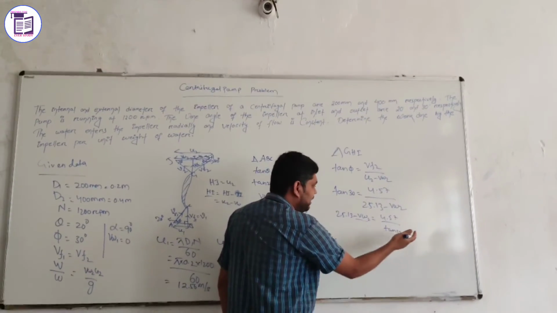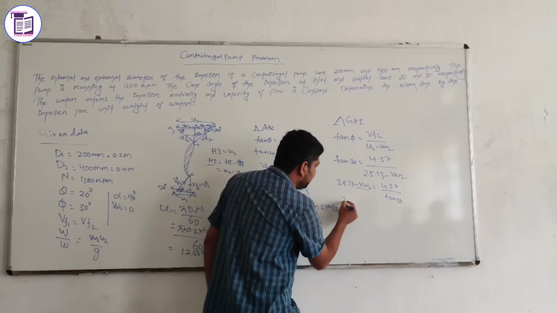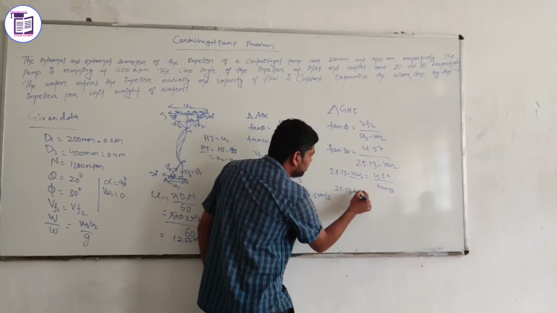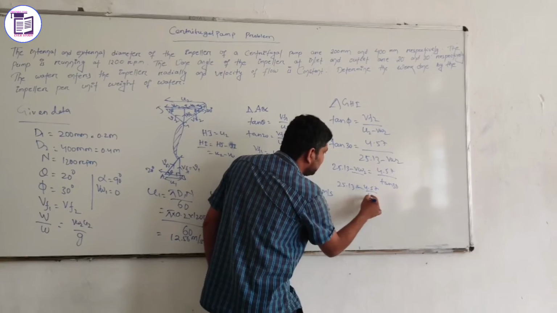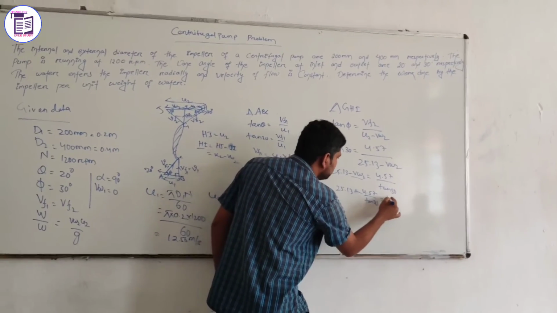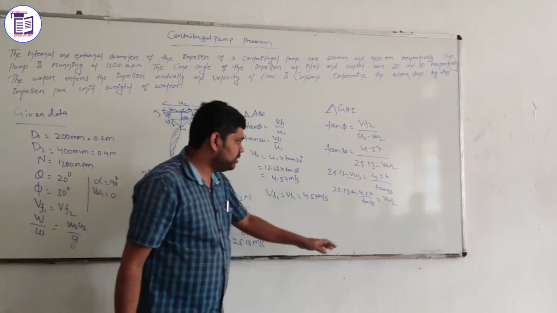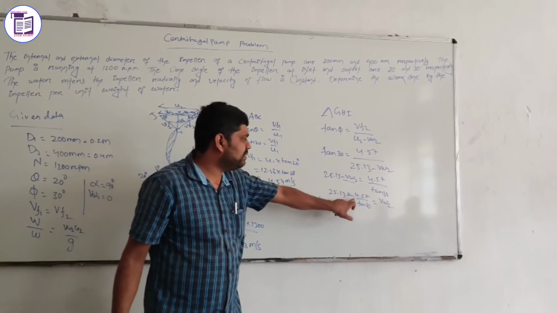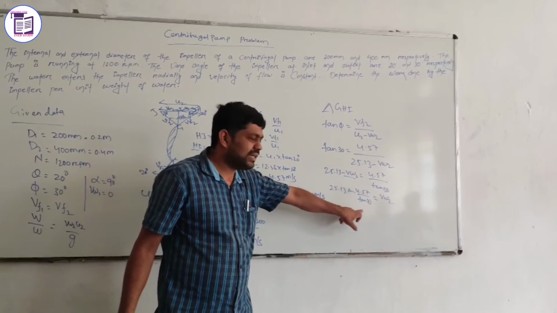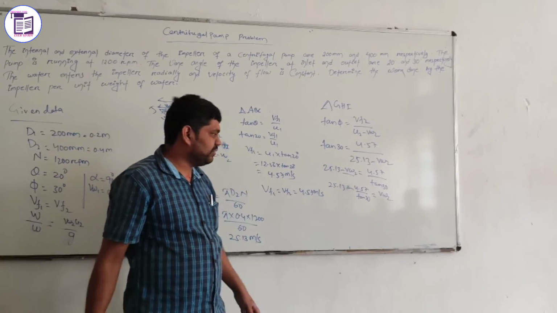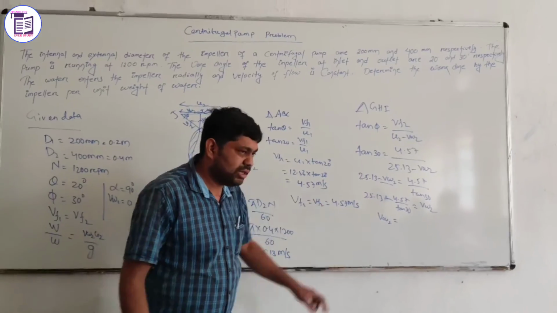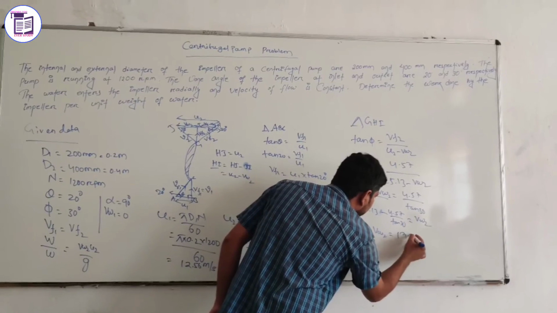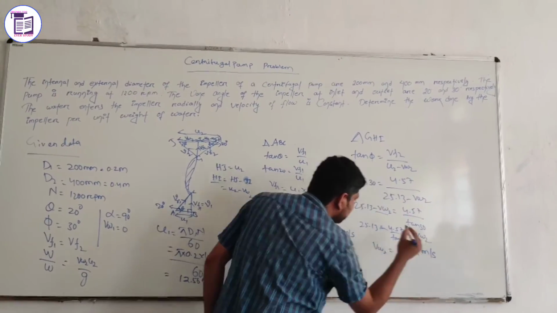Take that side and the value from this side. Then you can write 25.13 minus 4.57 by tan 30 is equal to Bw2. Using this relation you can find Bw2. What is the value of Bw2 now? From this relation, the Bw2 value is 17.21 meter per second.